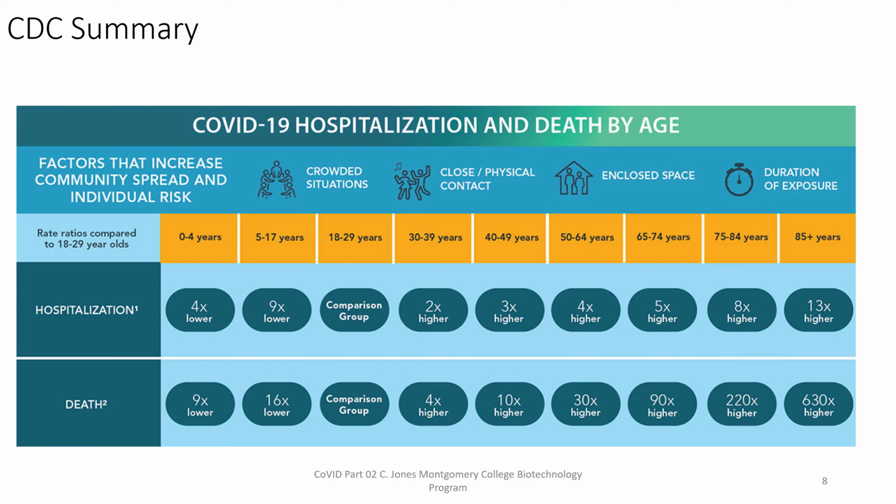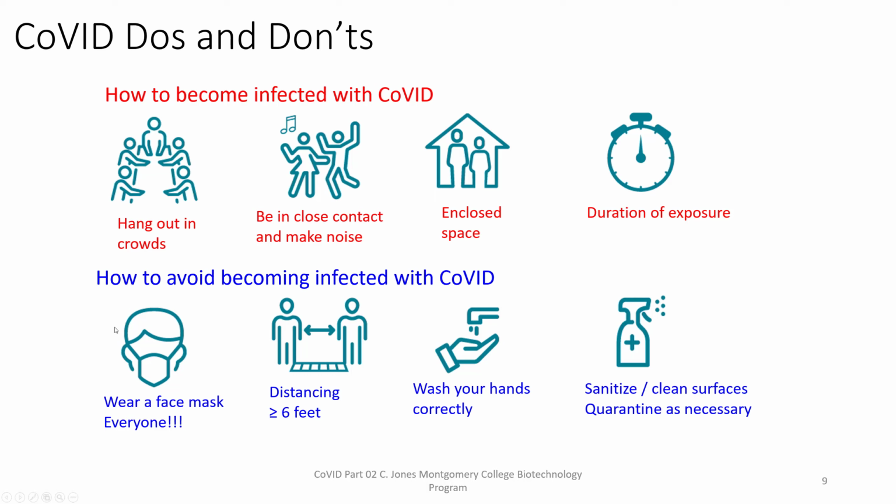Now, COVID do's and don'ts. How to become infected with COVID. Hang out in crowds. Go to the bar. Go to the restaurant. Go to sports events with lots of people. Go to political rallies. Go to protests where there's lots of people. Be in close contact with all those people and make lots of noise. Or sit in an enclosed space for a long period of time. All of these factors contribute to your susceptibility to becoming infected with COVID.